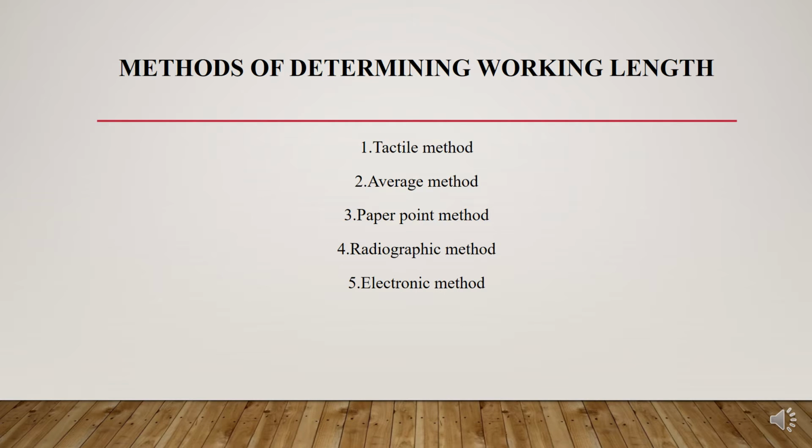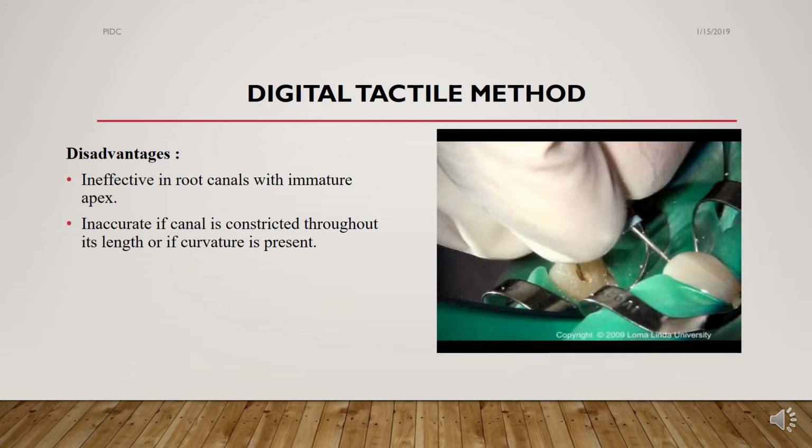There are various methods of working length determination. They are the tactile method, average method, paper point method, radiographic method, and electronic method. Now let's look at the tactile method.